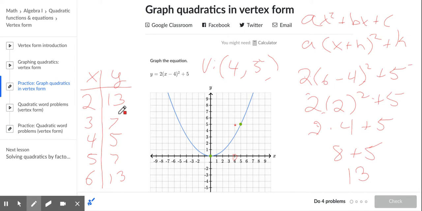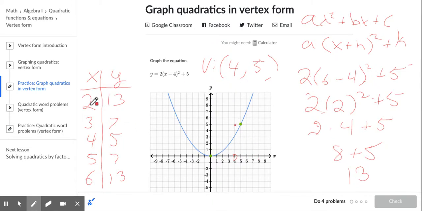The reason for this is, remember we plugged in 5, we got 5 minus 4 is 1. Well, 3 minus 4 is negative 1. Negative 1 squared is positive 1, so you end up with the same thing. Same with 2 and 6. When I plugged in 6, I got 6 minus 4 is positive 2. Well, 2 minus 4 is negative 2. Negative 2 squared is the same thing as positive 2 squared. So I end up with the same answer.